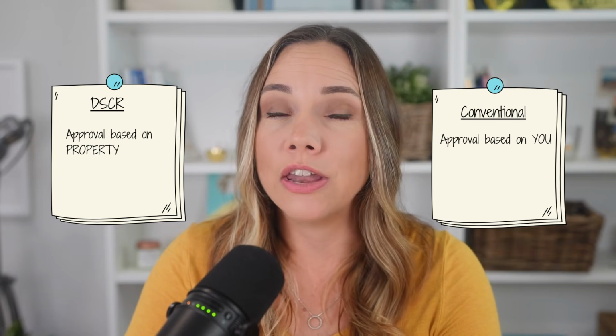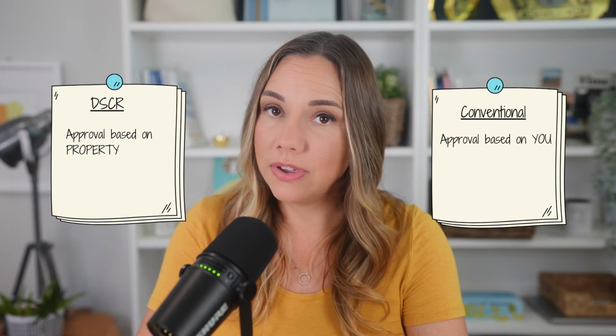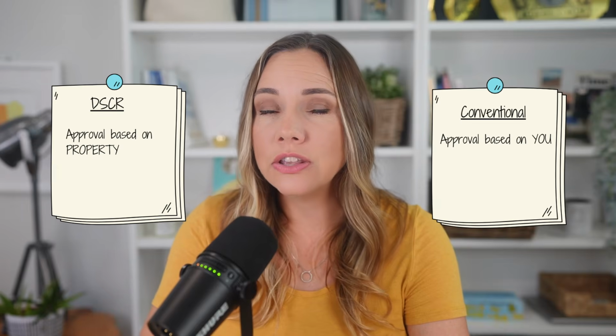All right, let's do a head-to-head breakdown so it's easy for you to see. Let's put conventional and DSCR loans side by side. When it comes to qualifications, with a conventional loan, the approval is based on you: your W-2, your income, your debt-to-income ratio, your credit score, and your cash reserves. With a DSCR loan, you're qualified based on the property's potential to make money, your credit score, and your cash reserves. When it comes to rates and fees, conventional loans usually and historically offer the lowest rates and fees to purchase the loan. DSCR loans typically cost more with fees and interest rates.